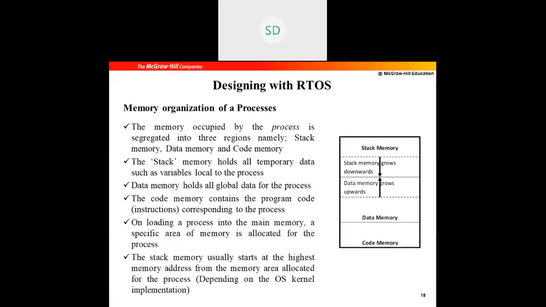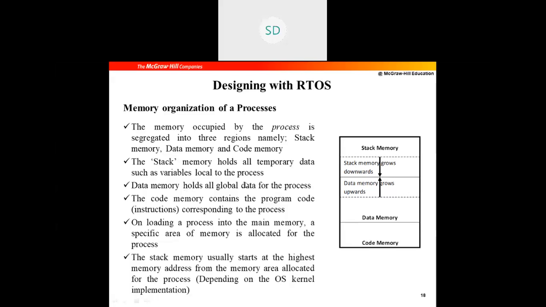Next, the memory organization, which I have already explained. If we consider the memory of a particular process, it will be divided into three main sections: stack memory, data memory, and code memory. As you are aware, the stack memory holds all the temporary data such as variables local to the process. During context switching, or whenever an interrupt occurs, whenever there is switching from one point to another, this data will be stored in the stack.